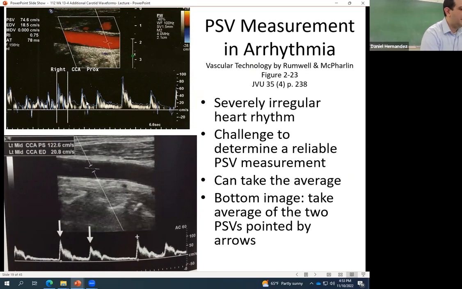So patients that have severe arrhythmia or severely irregular heart rhythm, it can be very challenging to try and measure what the peak systolic velocity is in some of these. So it's hard to determine a reliable peak systolic velocity. So in this bottom one, you maybe take the average one between some of the high ones and some of the low ones, try and measure maybe one that's something in between.